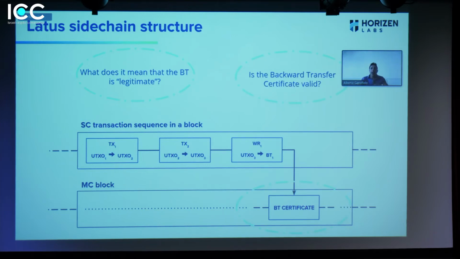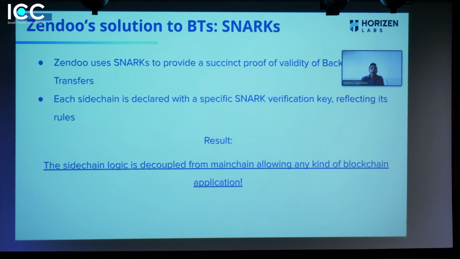As we were saying, how can we really understand if the certificate is valid? The Zendoo solution is using SNARKs to provide a succinct proof of validity of backward transfers. So the certificate also includes a proof of validity of the certificate itself, of the list of backward transfers. And each sidechain, when it is declared, also specifies a SNARK verification key that reflects the rules of that specific sidechain.